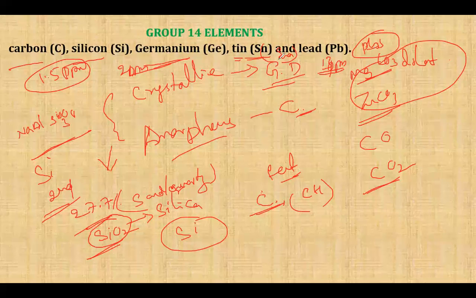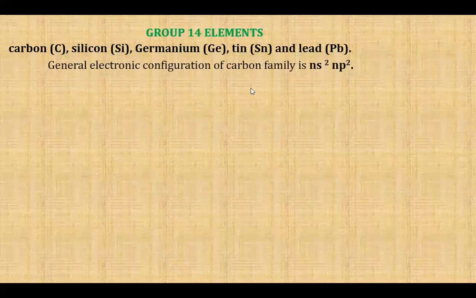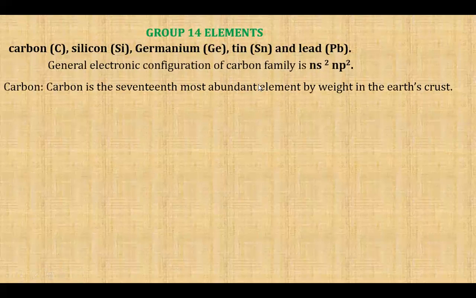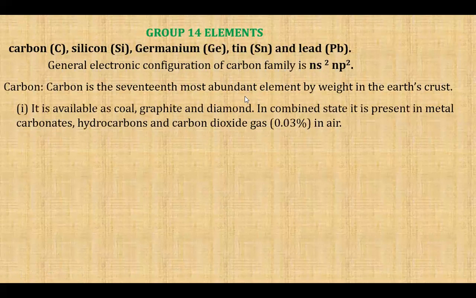This is the whole group 14 elements. So we need to concentrate more on these two, carbon and silicon. We'll see in detail the electronic configuration, how atomic radius, ionization enthalpy, electronegativity, and physical and chemical properties vary across the whole group, general properties, and particular ones. Electronic configuration is ns2 np2. Carbon is the seventh most abundant element in the earth's crust, and it is available as graphite.